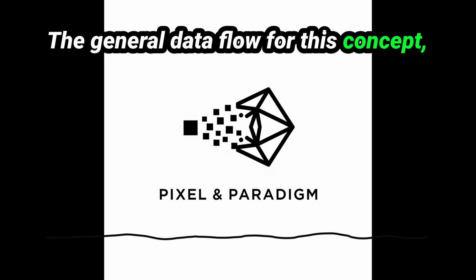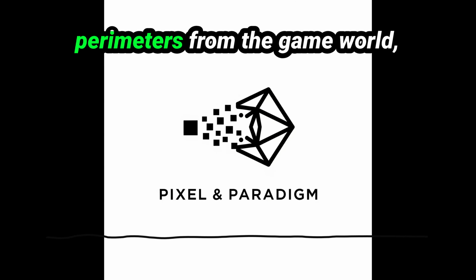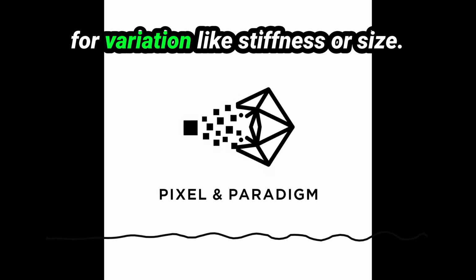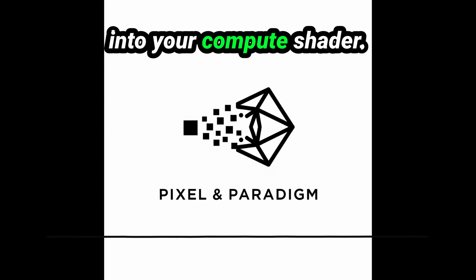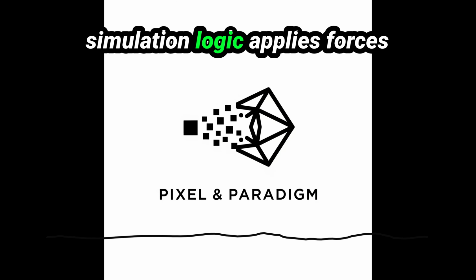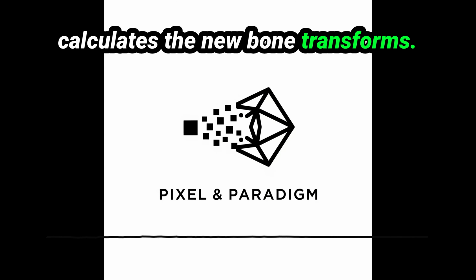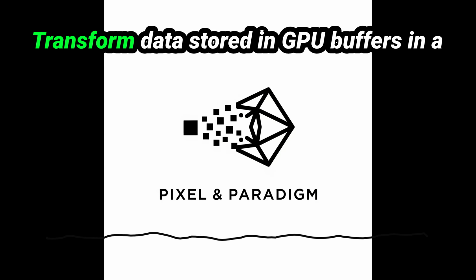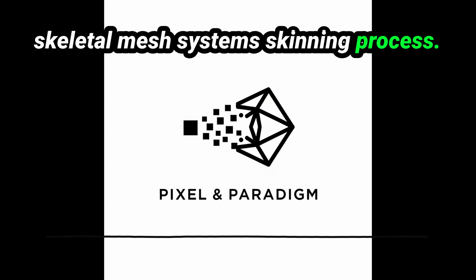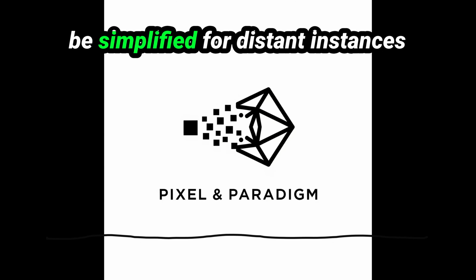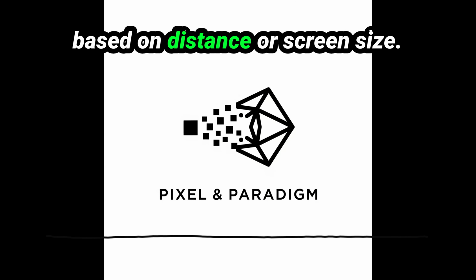The general data flow for this concept, regardless of the exact implementation, would look something like this. You have input data, like global wind parameters from the game world, maybe per-instance properties for variation like stiffness or size, and the plant's initial rest pose bone transforms, which feeds into your compute shader. The compute shader runs the wind simulation logic, applies forces and rules to the bone hierarchy structure for each instance, and calculates the new bone transforms. The output is then the updated bone transform data stored in GPU buffers in a format that's compatible with the Nanite skeletal mesh system's skinning process. This logic could also potentially be simplified for distant instances using animation LODs, reducing the compute workload per instance based on distance or screen size.